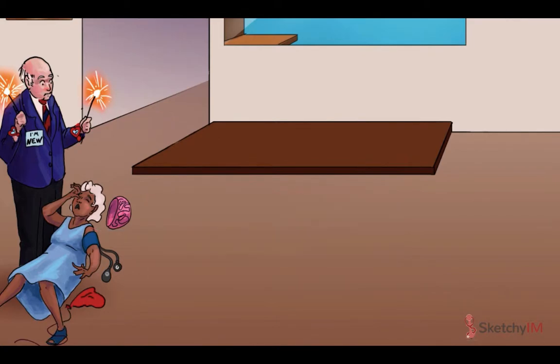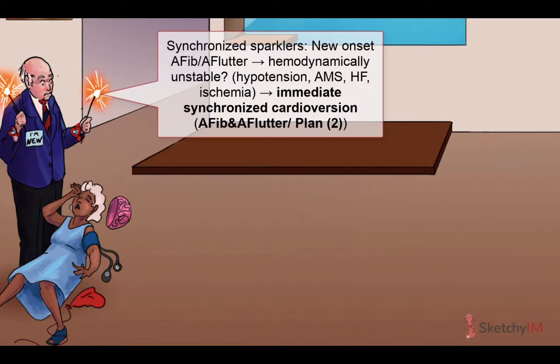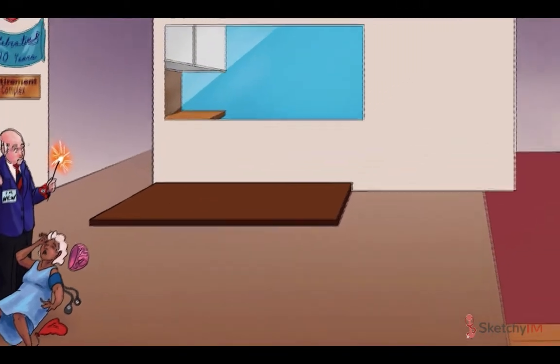The fastest way is with electricity. In the unstable patient, immediate synchronized DC cardioversion is indicated regardless of the duration of symptoms, which is why the new guy is wearing synchronized heart watches and holding a pair of high-voltage party sparklers. This is a recurring theme throughout this chapter, if you haven't noticed.